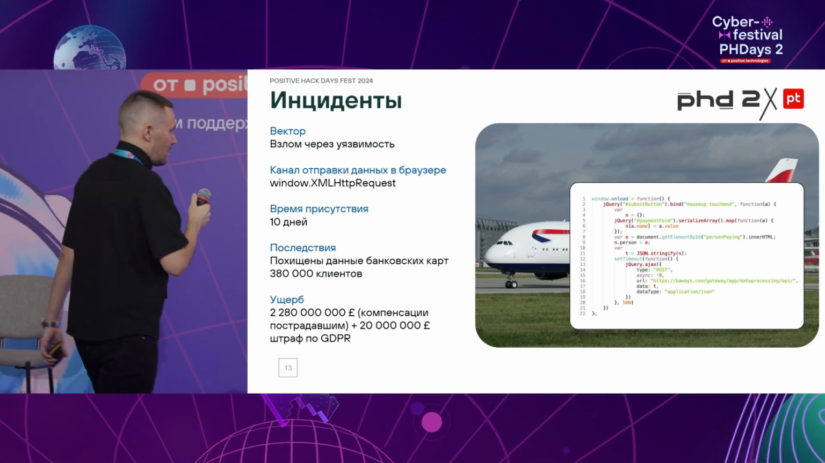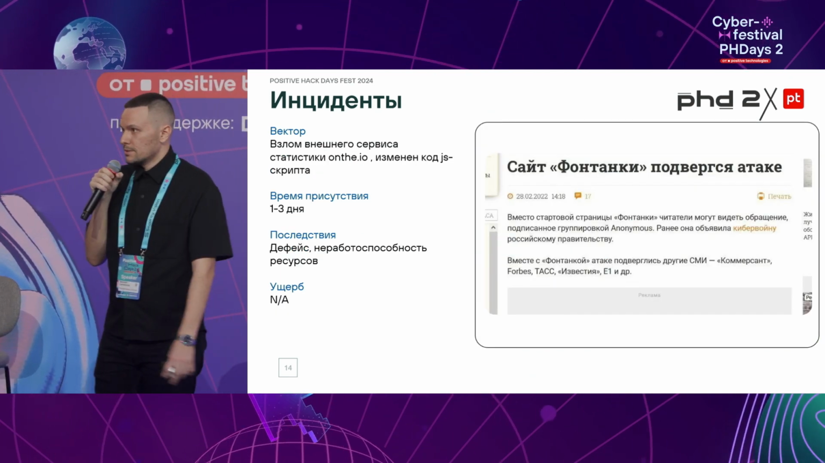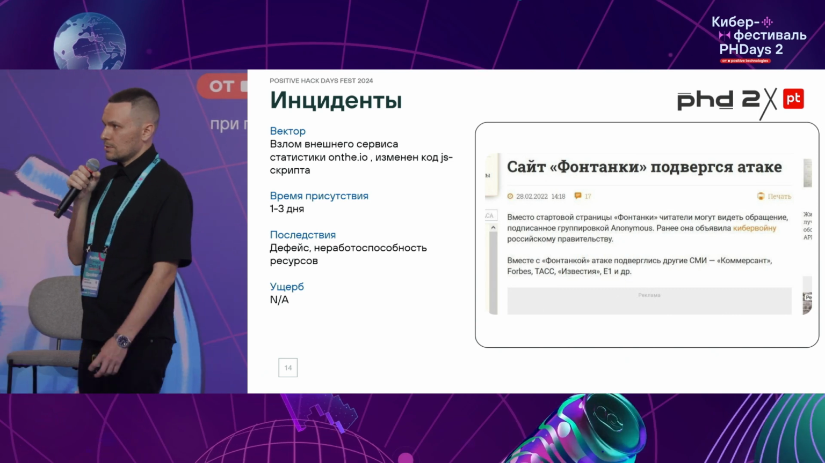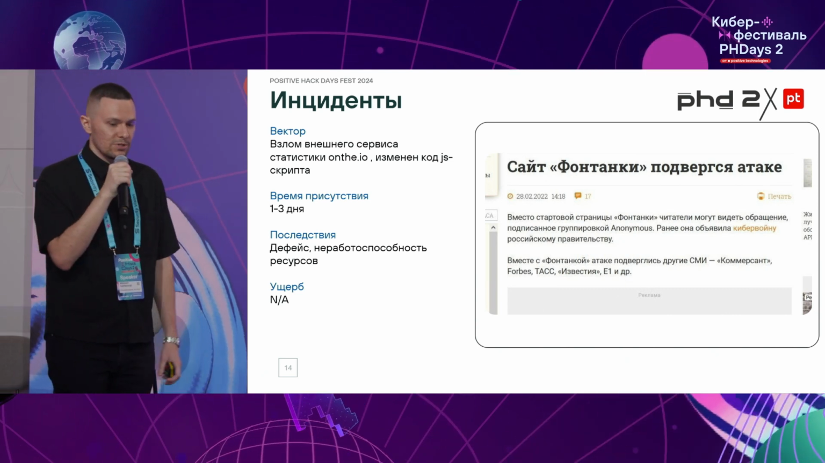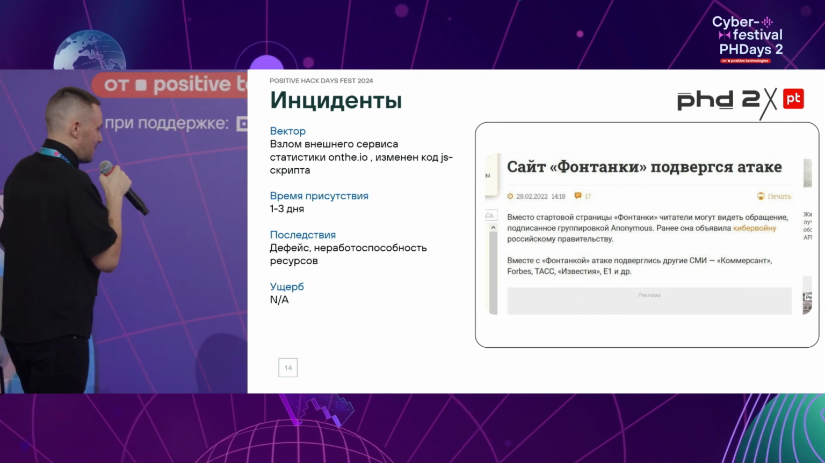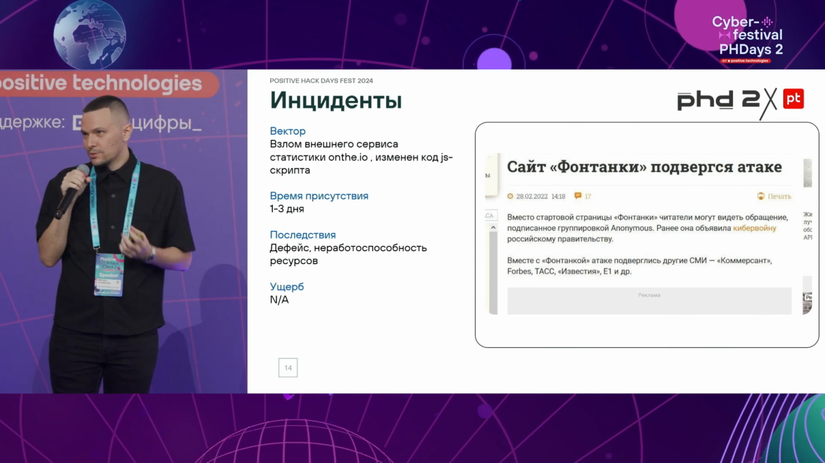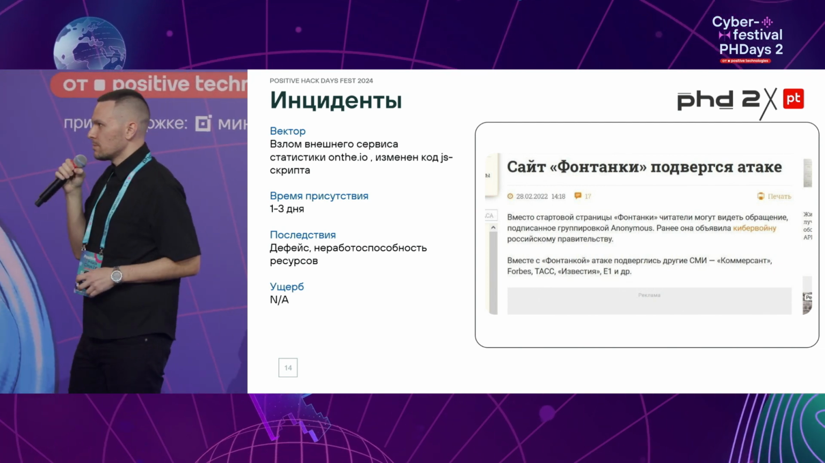It was a huge fine imposed under GDPR over $2.28 million. The second incident, Russia 2022, an external JavaScript service. Probably many of you have heard about this incident. A service has been compromised, they injected some code.